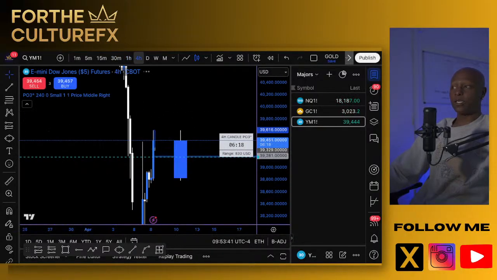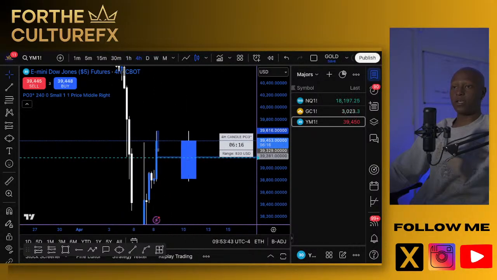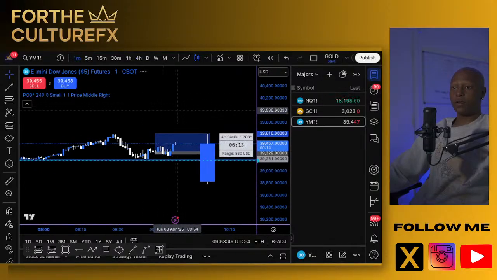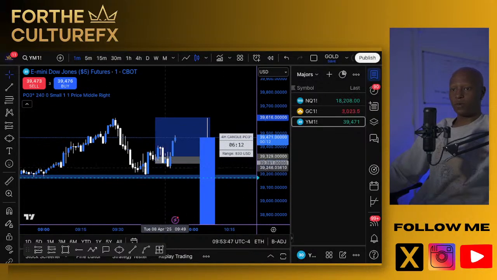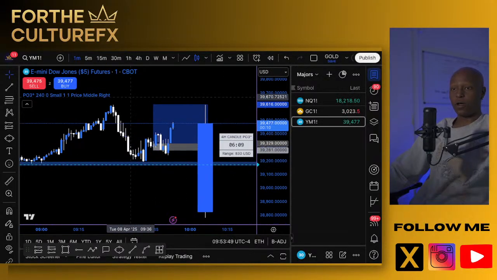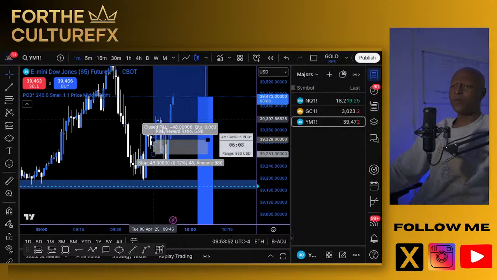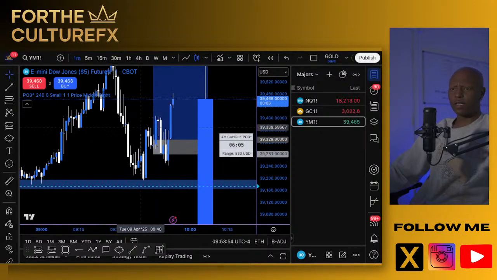But we just got to be patient, right? We're not looking to rush anything. We're not looking to force any trades. We took the break even, which would have been a likely small loss had we not moved stops to break even. Perfectly fine.